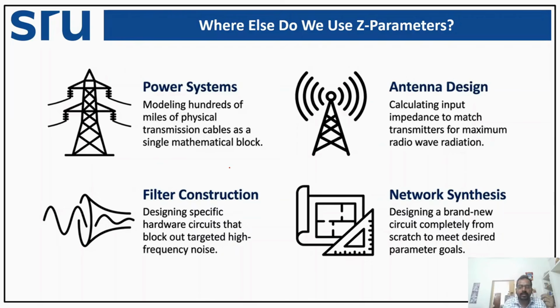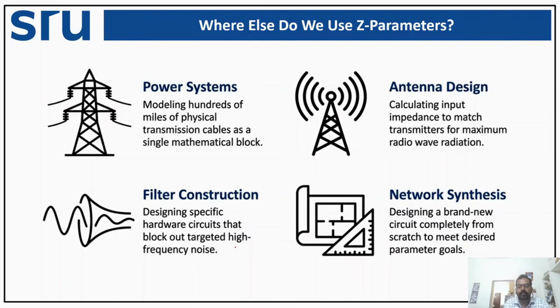Z parameters are also used in network synthesis. Here is the process of designing circuits to meet desired specifications, for example designing a filter with a specific frequency response, or designing impedance matching circuits. Parameter models help in systematically constructing such networks. Finally, these are also used in control systems. In many control applications, electrical subsystems interact with mechanical or thermal systems. So the parameter model helps in creating a simplified mathematical representation for stability analysis, feedback design and system modeling.